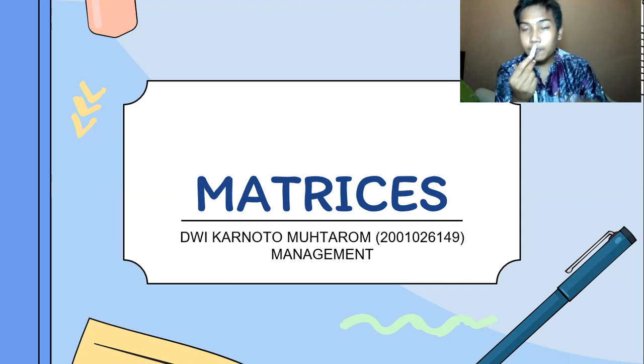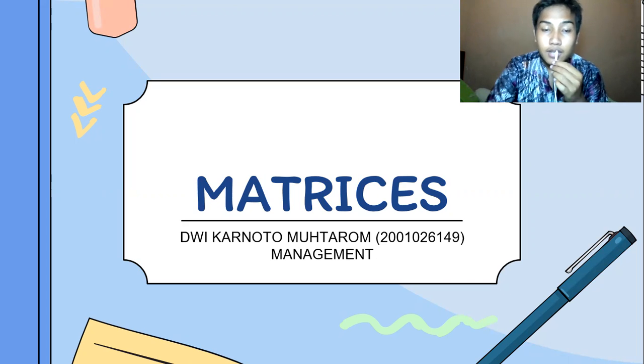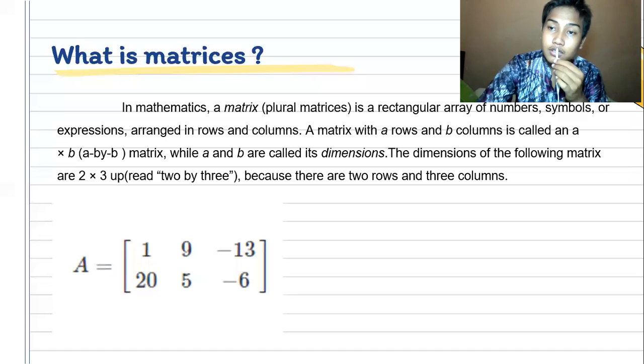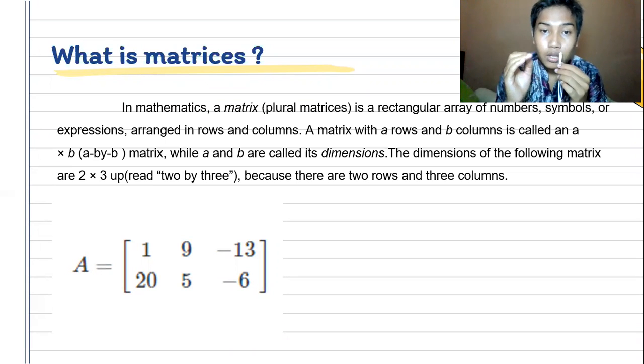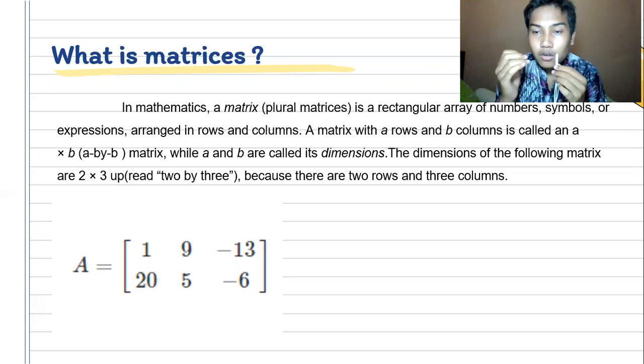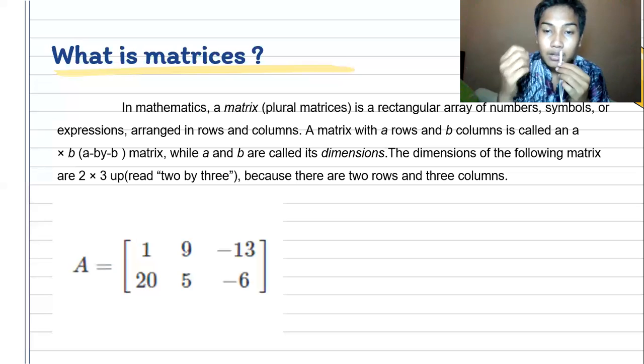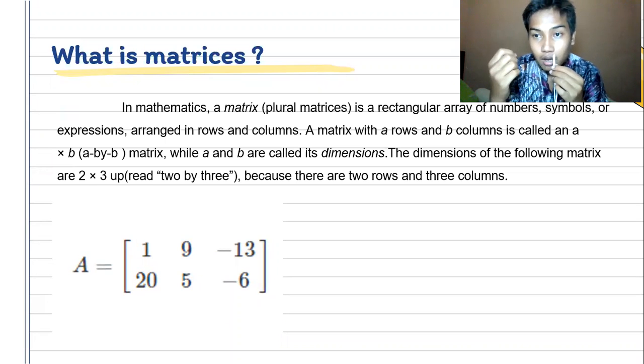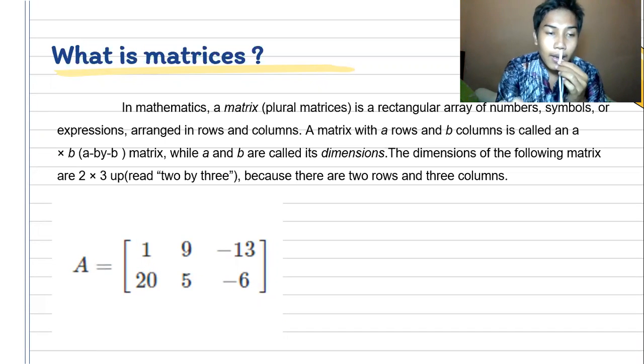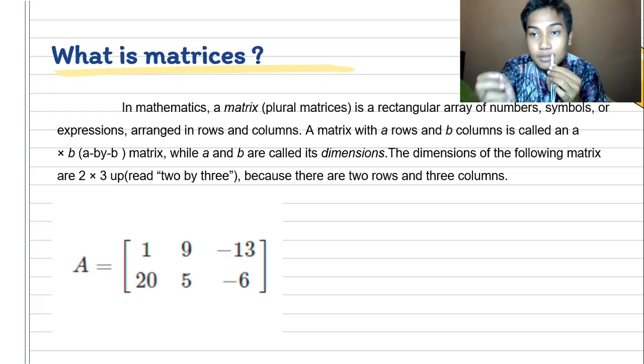And today I will present about matrices. First, what is a matrix? In mathematics, a matrix, plural matrices, is a rectangular array of numbers, symbols, or expressions arranged in rows and columns. A matrix with A rows and B columns is called an A by B matrix, while A and B are called its dimensions.